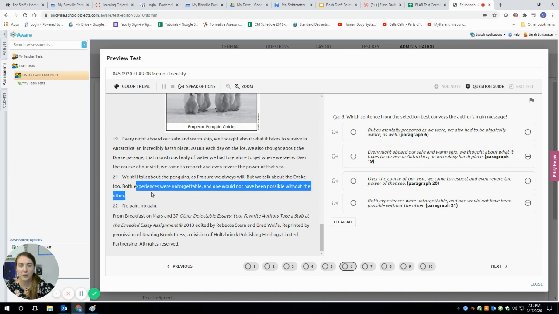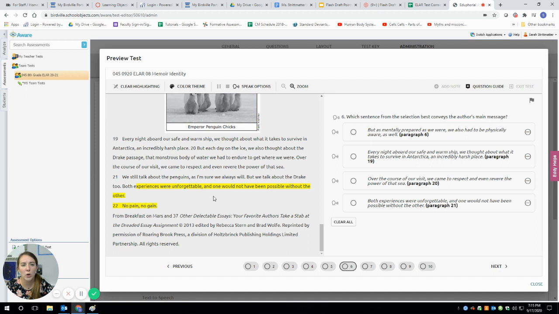They talk about both experiences were unforgettable. One would not have been possible without the other. No pain, no gain. So that's probably going to be our main message. But mentally prepared as we were, we also had to be physically aware. I mean, they did, but is that the main message? No. Every night aboard our safe-form ship, we thought about what it takes to survive in Antarctica, an incredibly harsh place. That one is really close. That's a great distractor answer because it's something they're reflecting on. But that's not the message that the author leaves us with.